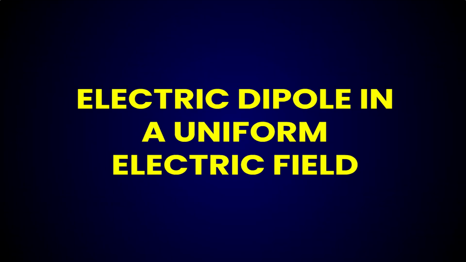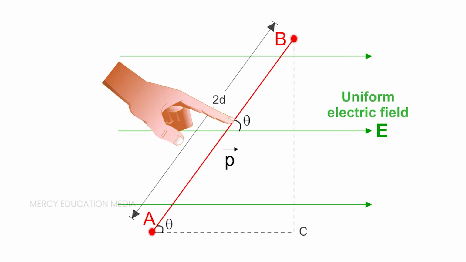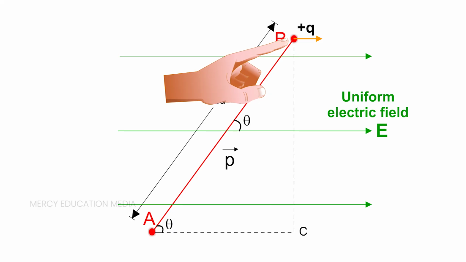How would the electric dipole behave in a uniform electric field? Observe the procedure. Consider a dipole AB of dipole moment P placed at an angle theta in a uniform electric field E. The charge +Q experiences a force QE in the direction of the field.